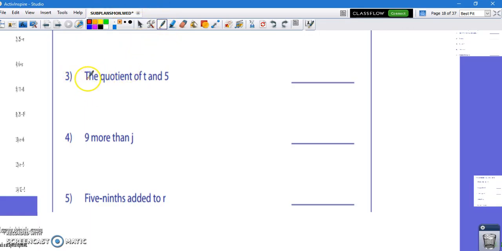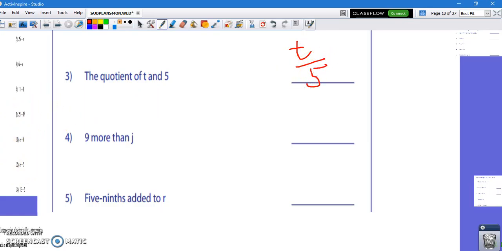And the quotient, number 3, the quotient of t and 5. Quotient means what? Quotient means what, Maria? Quotient means quotient. Okay, never mind. Quotient means divide. So the quotient of t and 5, which means I'm going to divide t and 5.